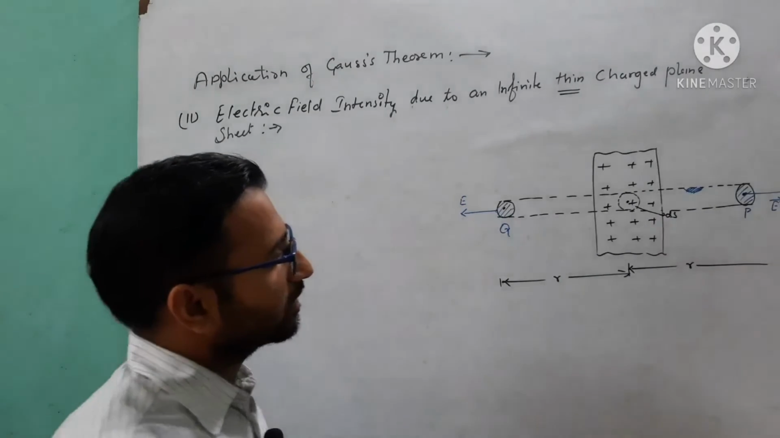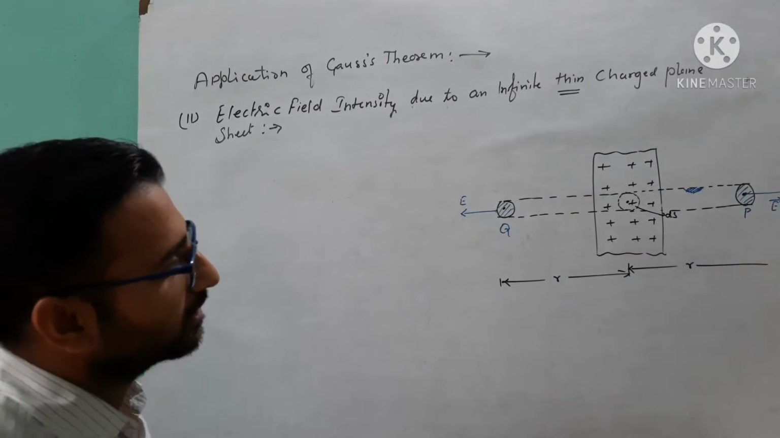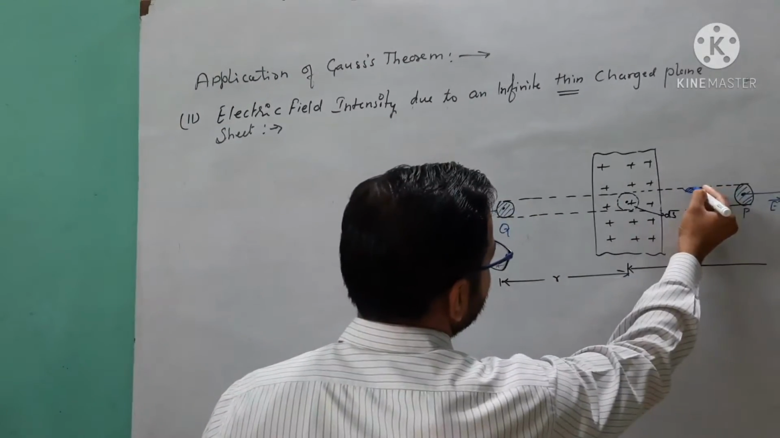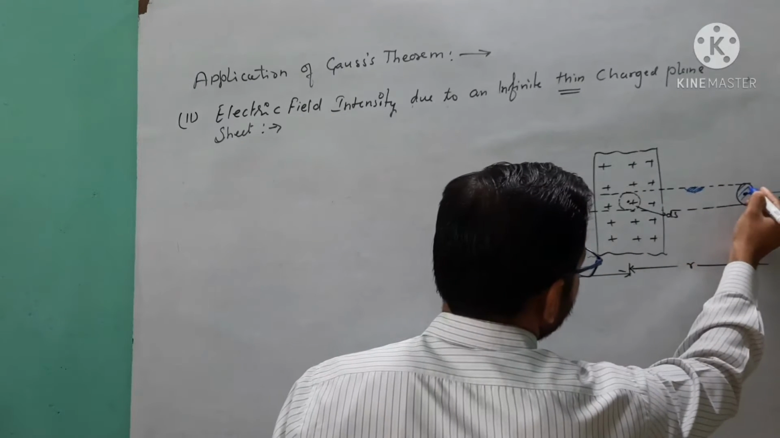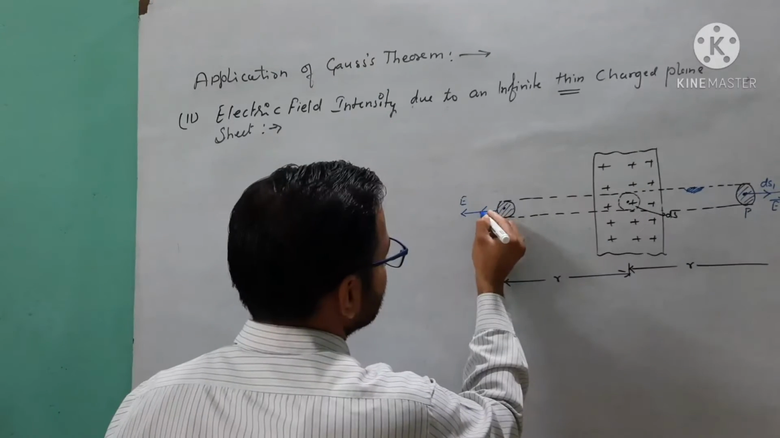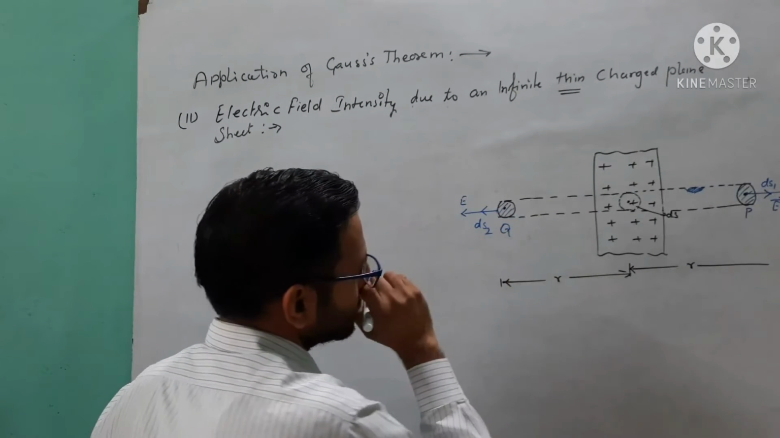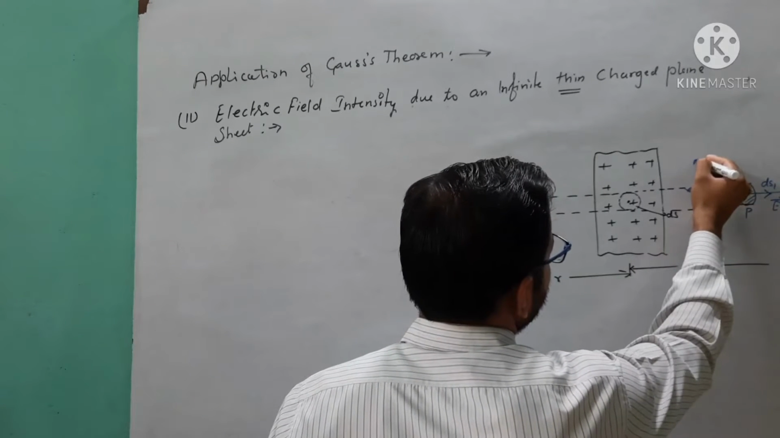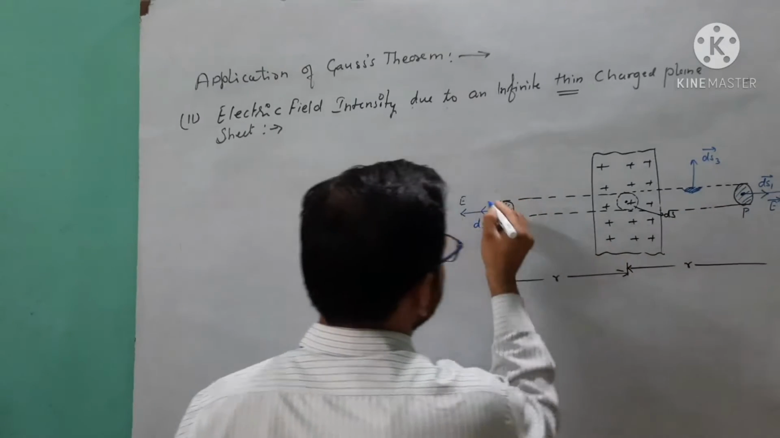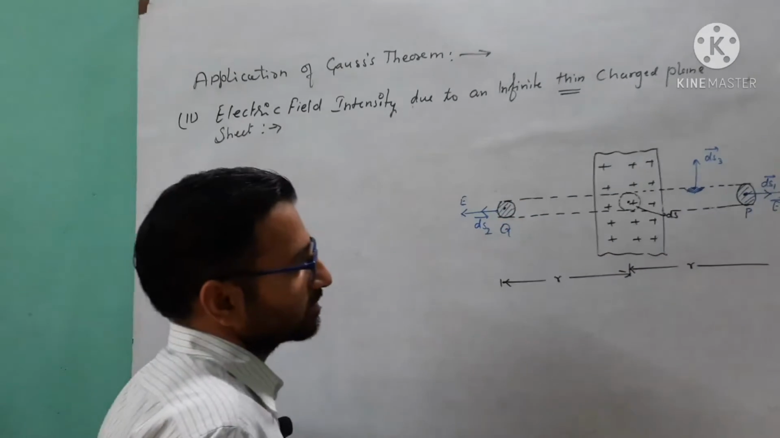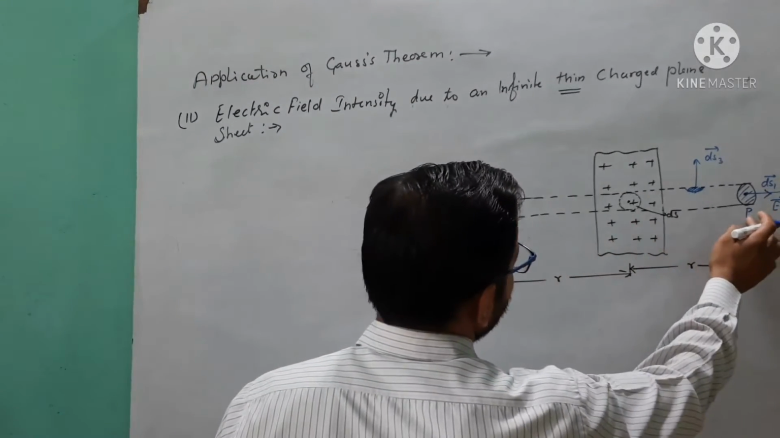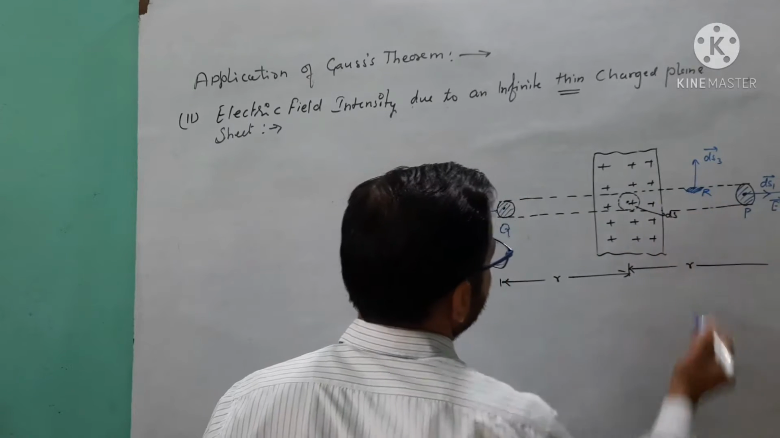So we will calculate the electric field intensity in the different conditions, at this point and also here. The cross sectional areas are ds1 and ds2, both the same, and the third is ds3 along the curved surface. We will calculate the electric field intensity at point P, at point Q, and also at point R.